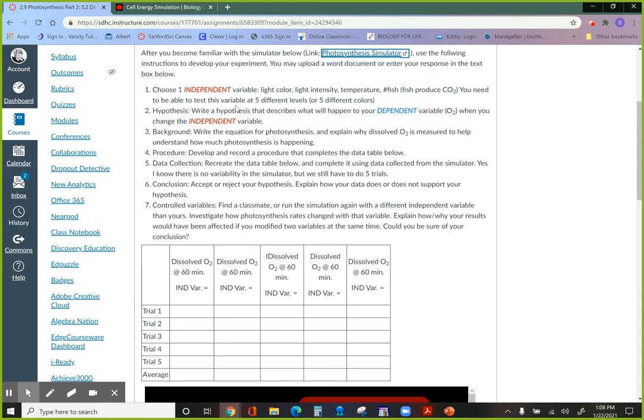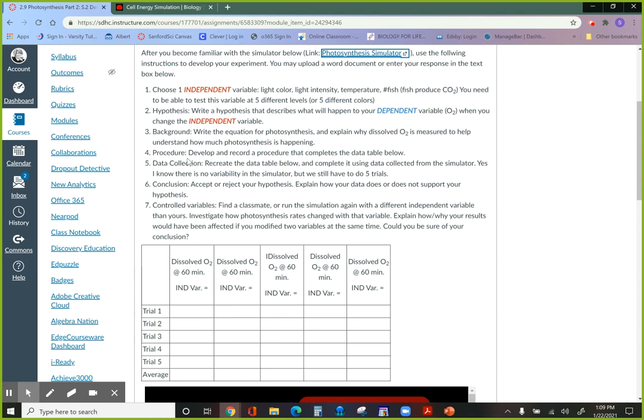You're going to need to be able to test this variable at 5 different levels. You're going to have to write a hypothesis that describes what happens to your dependent variable, which is already set for you. It's the amount of oxygen in the water when you change the independent variable. You need to write a little bit of background that includes the equation for photosynthesis and explain why dissolved oxygen is measured to help understand how much photosynthesis is happening.